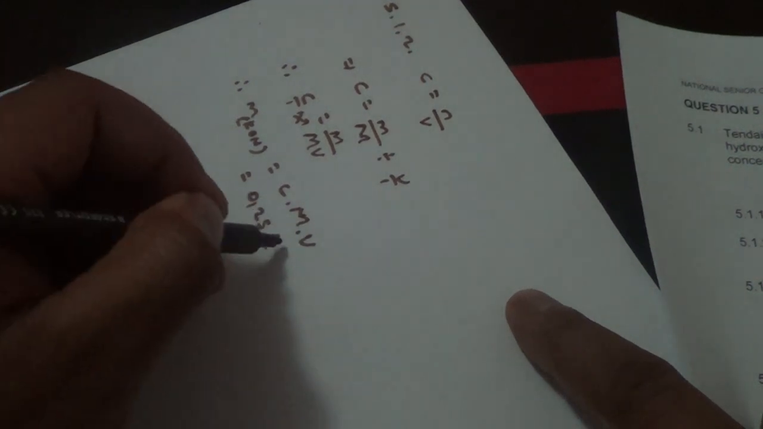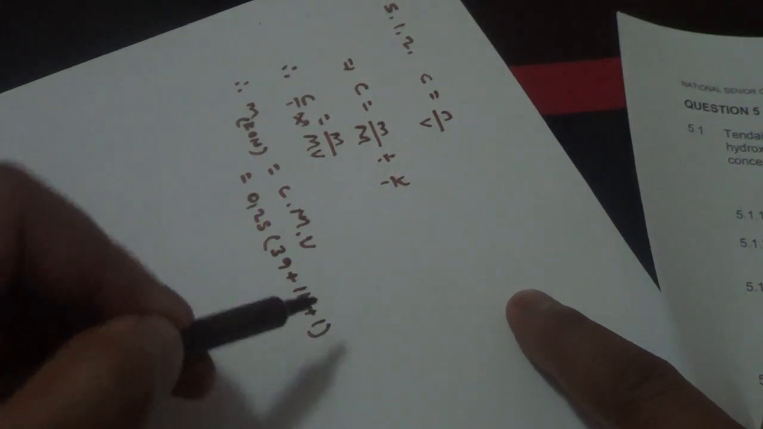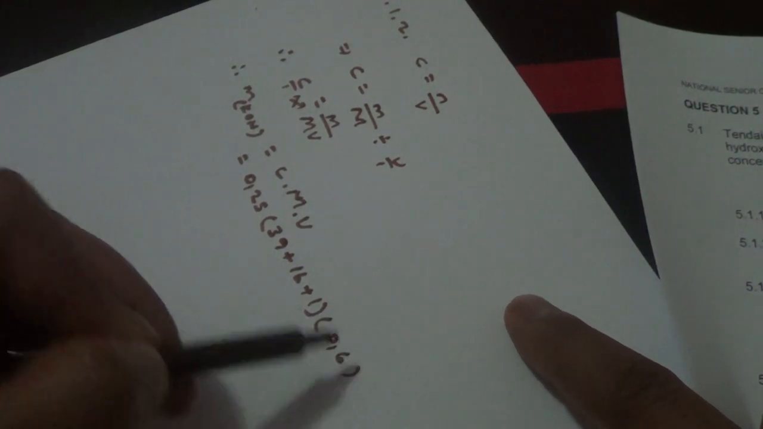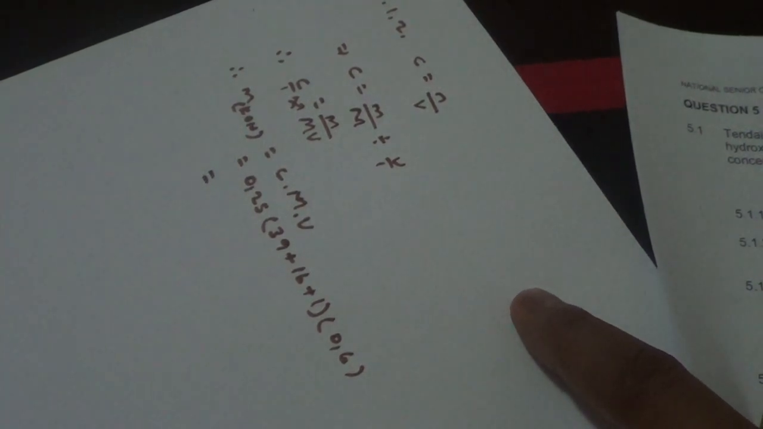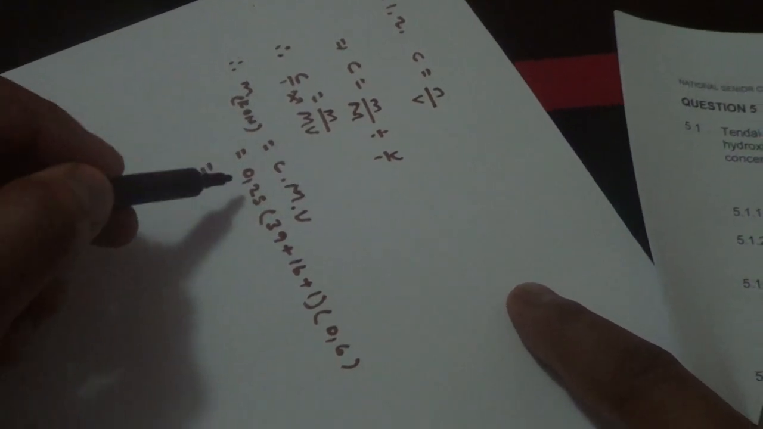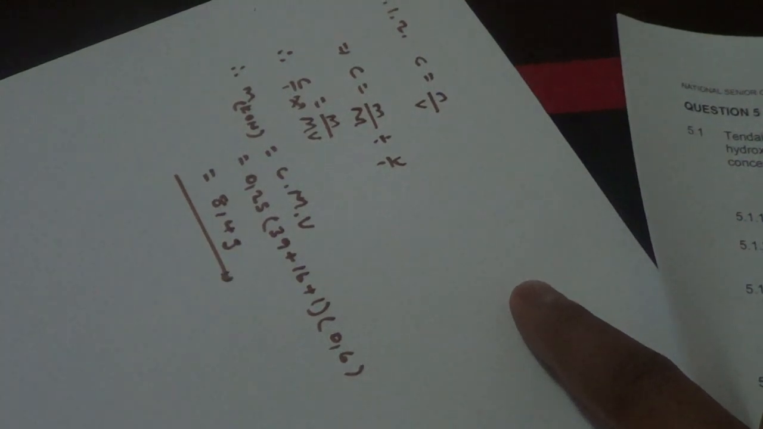Potassium is 39, plus oxygen is 16, plus 1 for hydrogen, right? Into the volume, we're told, is 0.6 decimeter cubed. So let's do the calculation. So first we have our 39 plus 16 plus 1 times 0.6 times 0.25. So I have here 8.4 grams. Okay, that would be the answer.